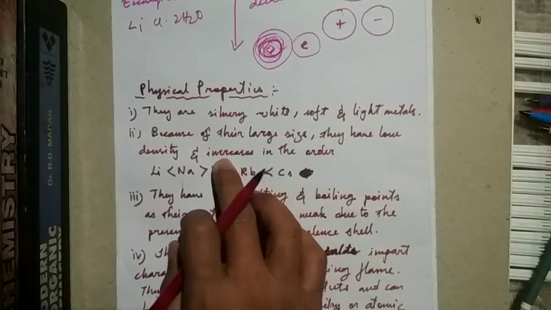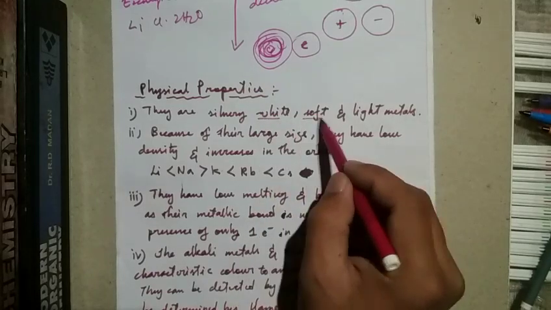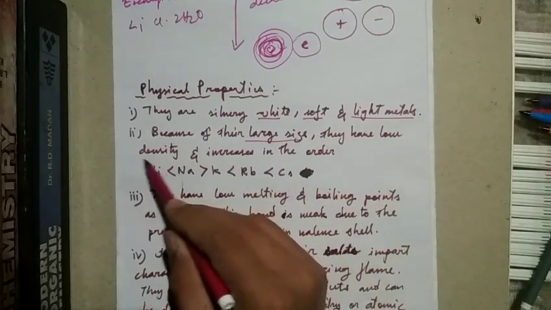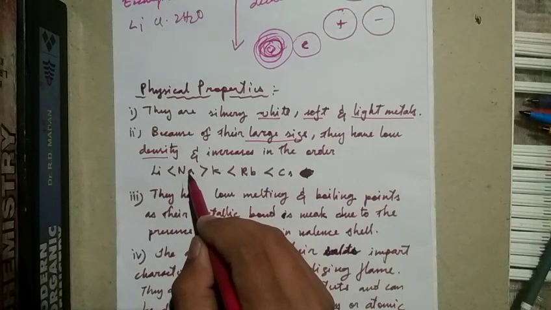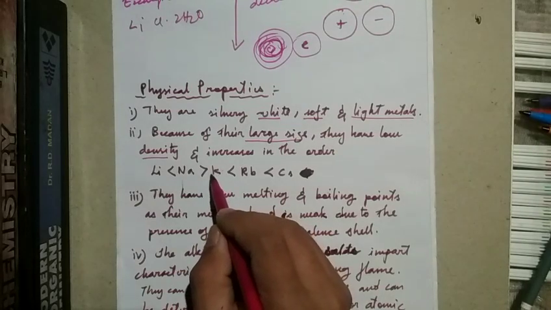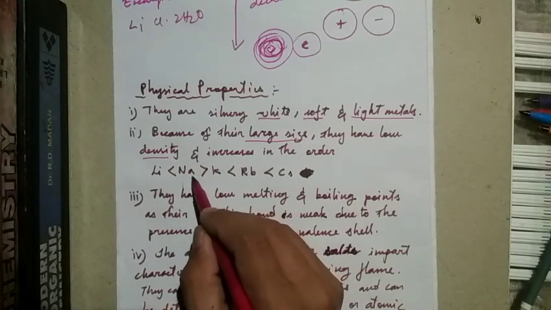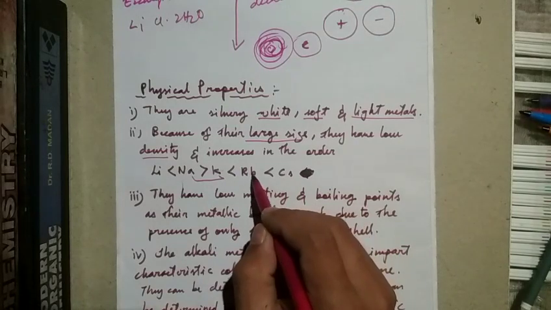Now physical properties. Alkali metals are silvery white, soft and light metals, and since they have large size, they have low density. Density increases in the order Li less than Na, but except for this one: potassium has a lower density than sodium, don't forget this one. Then rubidium greater than K, and cesium greater than rubidium.